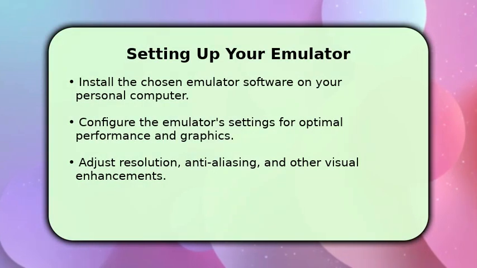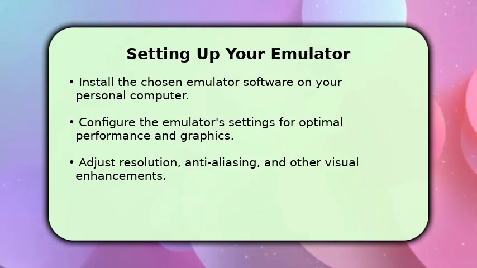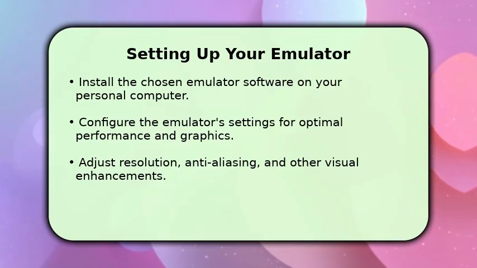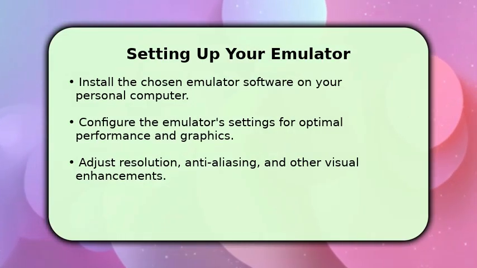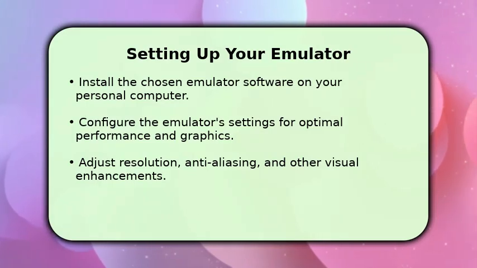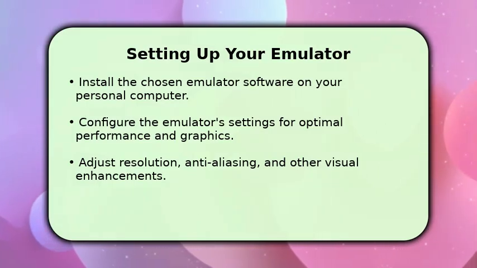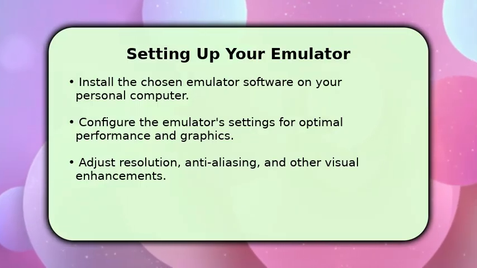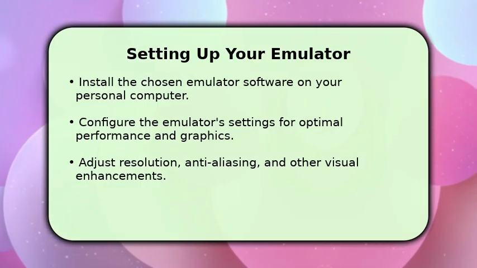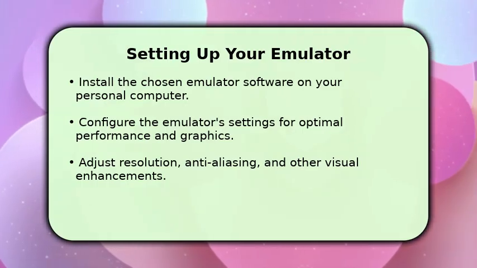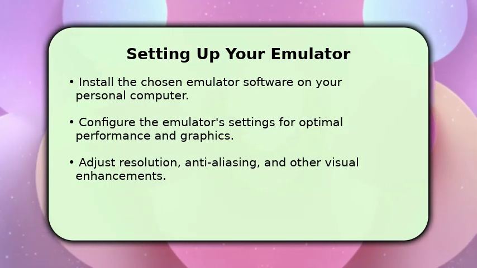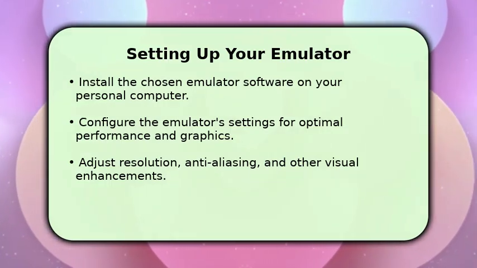With your game files ready, it's time to set up your emulator. Install the software on your computer and then dive into the configuration settings. You'll want to adjust various parameters for the best experience, such as increasing the internal resolution to 2 times or even 4 times the original. Experiment with anti-aliasing and other graphical enhancements to make the game look stunning. Remember to save your settings before launching the game.